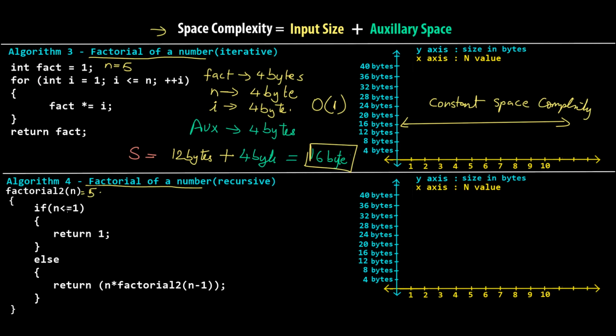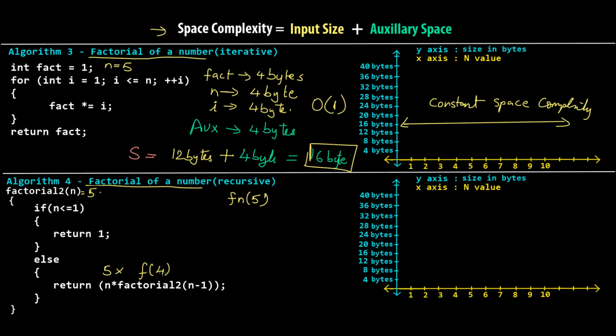5 is not less than or equal to 1. So we'll go in the else part. And now we are giving a call to the same function, factorial 2 of n minus 1, which is 5 minus 1. So basically what is happening, first we are passing 5 to the function. Now inside this we are saying 5 into, and again the function is called, but this time it is f of n minus 1, which is 4.